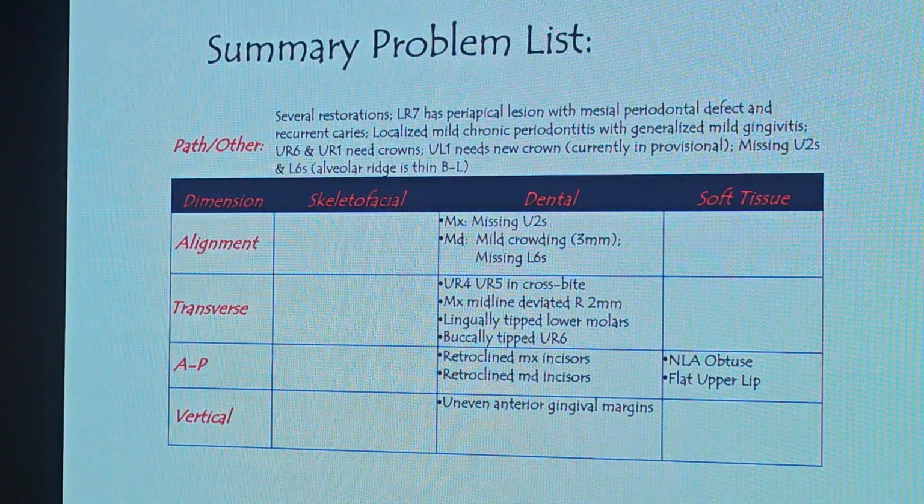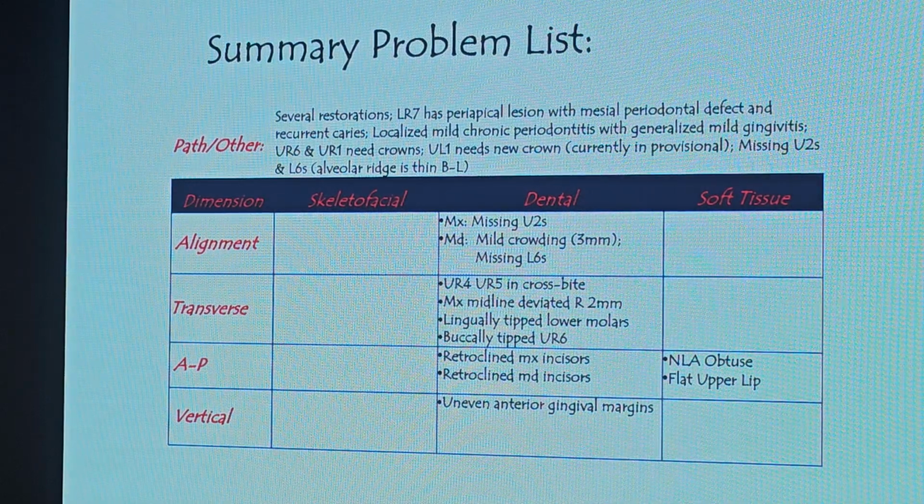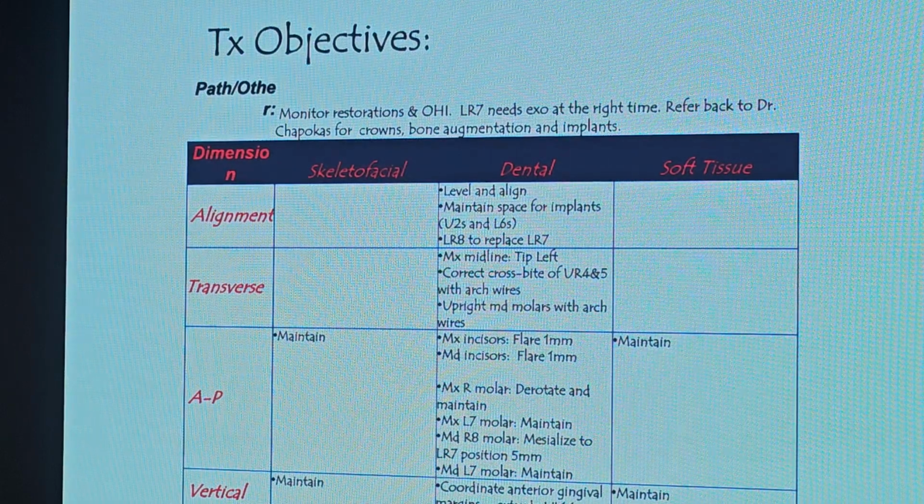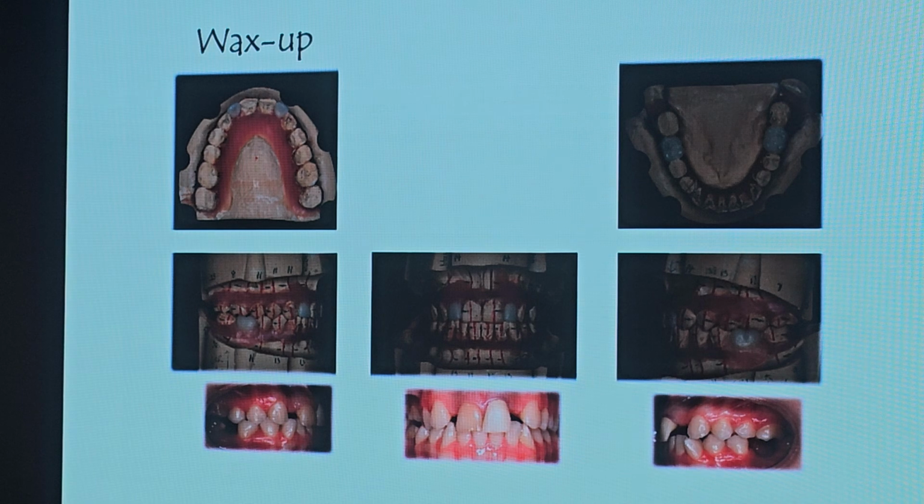So now you will see the summary of the problems. There's no problem with alignment, no problem with transfers, no problem with AP, a little bit. Skeletally there are almost no issues in this patient. So treatment objectives, you want to maintain everything, but you can see overall she has a lot of problems.